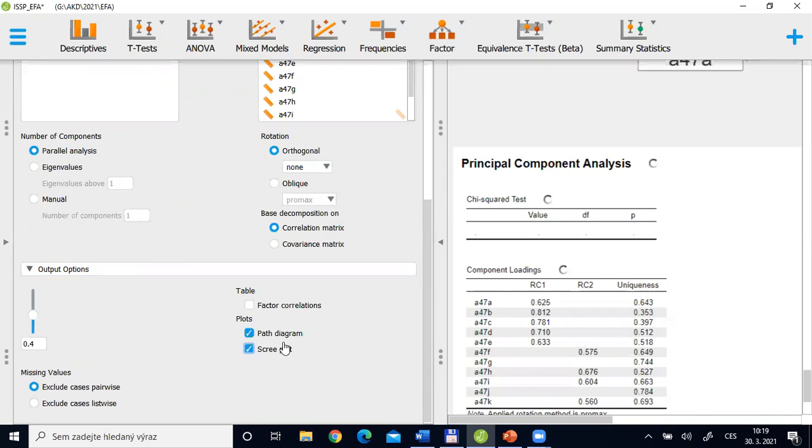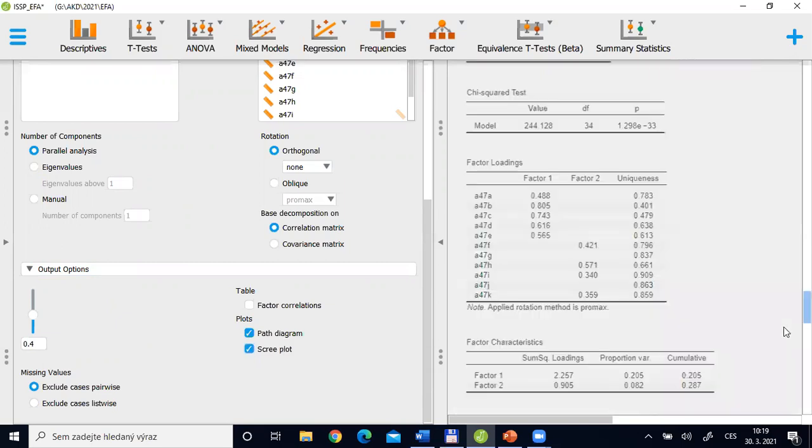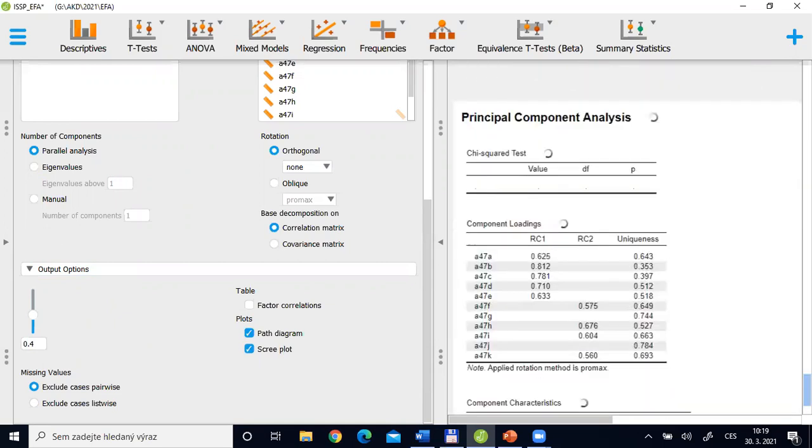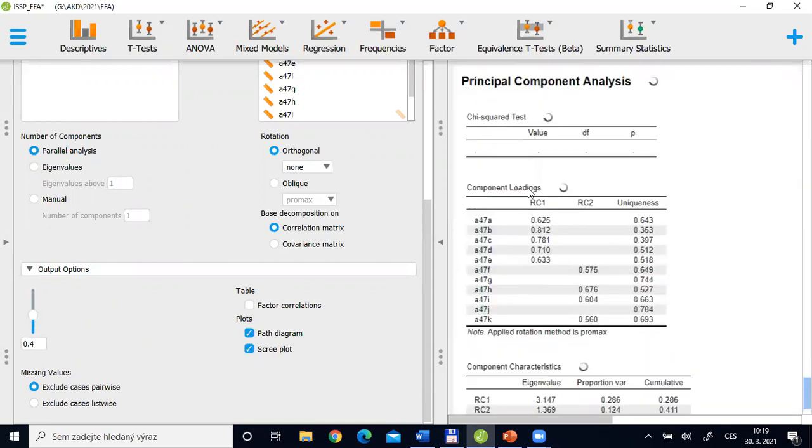If I go back to the previous outputs, you can see that hidden dimensions were called factor 1, factor 2. Here, if we go down, they are called RC1 and RC2 as components. And here you can see once again the picture of my data.